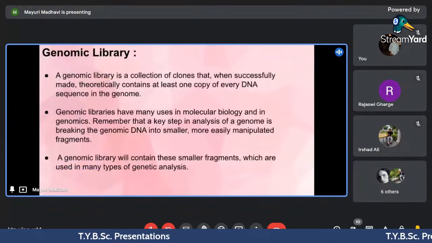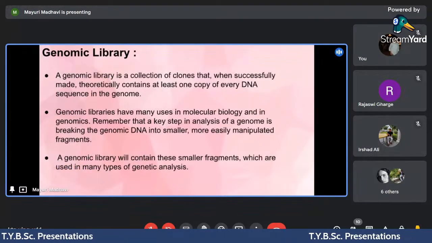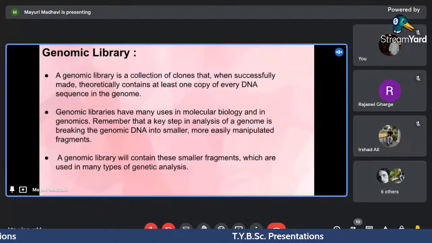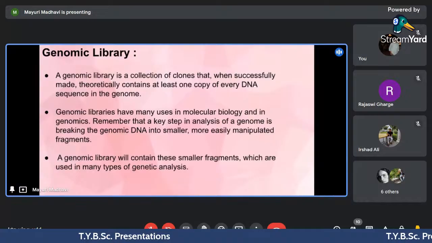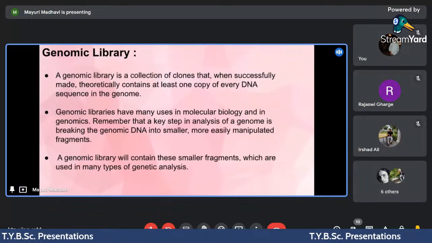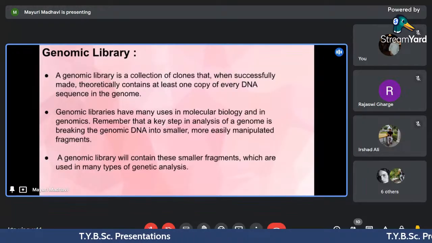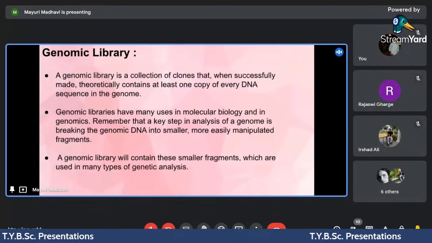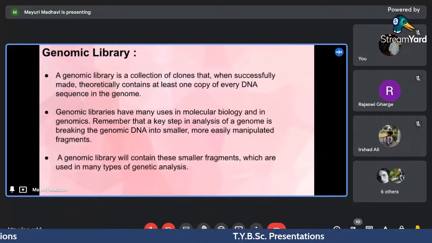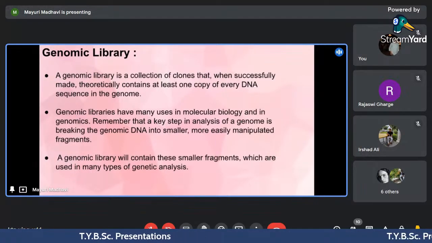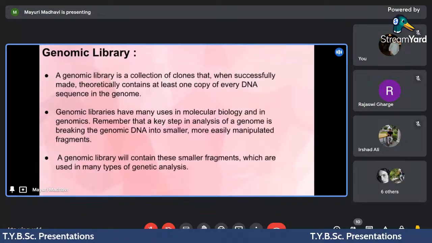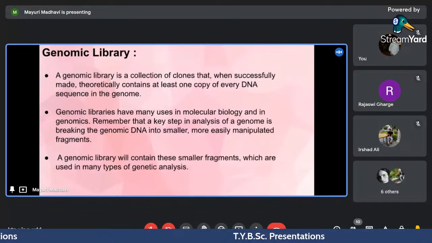So what is a genomic library? A genomic library is a collection of clones that, when successfully made, theoretically contain at least one copy of every DNA sequence in the genome. Genomic libraries have many uses in molecular biology and in genomics. Remember that the key step in analysis of genomics is breaking genomic DNA into smaller, more easily manipulated fragments. A genomic library will contain these small fragments, which are used in many types of genetic analysis.